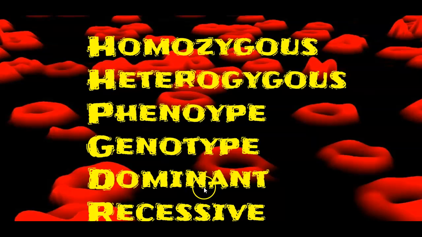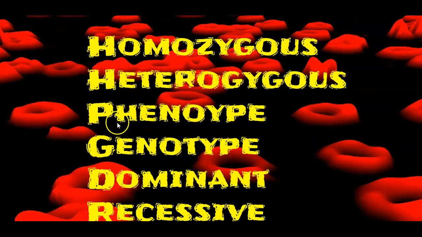And dominant describes an allele. It describes one of the traits. And dominant shows up whenever it's present. Like if you have 1 dominant gene or 2 dominant genes, dominant shows up all the time. The only time a recessive gene shows up is when you have 2 of them.